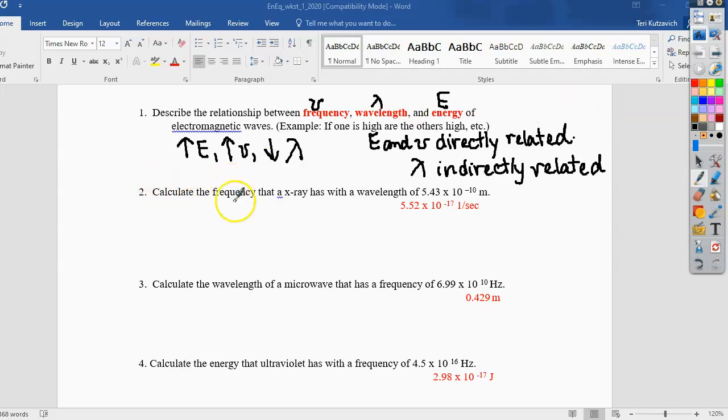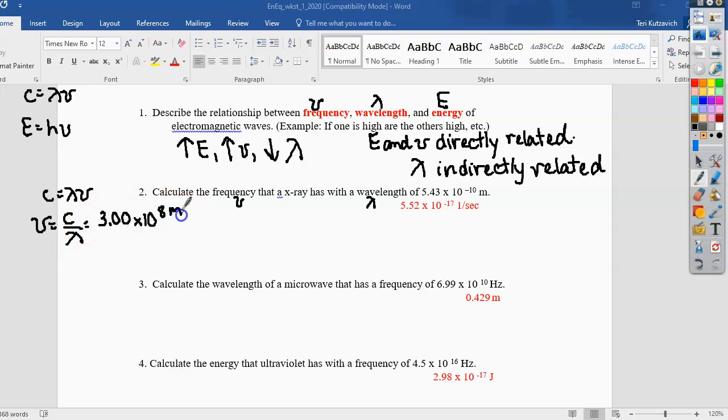So they're asking you to calculate the frequency, and they give you the wavelength. The only equation that we have that has frequency and wavelength in it together is c equals lambda nu. And then you have to manipulate the equation around to get frequency by itself. So frequency equals c over lambda. C is a constant. It's the speed of light, 3 times 10 to the 8th meters per second. And lambda, they were nice enough to give it to you in meters so you didn't have to convert it.